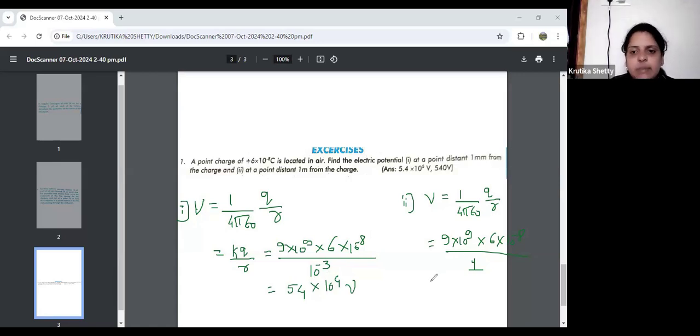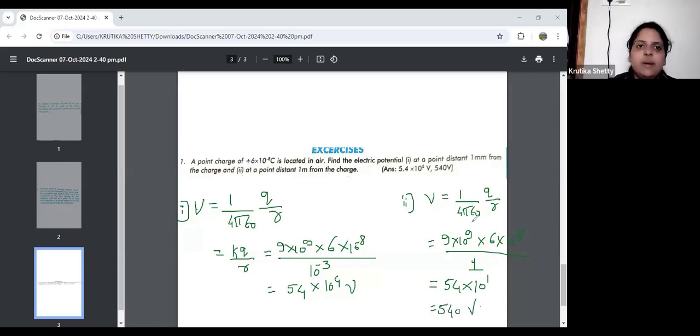Here just multiply: 9 into 6 is 54. 10 raised to 9 is there, 10 raised to minus 8 is there. So that will be 10 raised to plus 1. So 10 raised to plus 1 is nothing but 54 into 10, that is 540 volt. Yes, if any doubt is there, please ask.